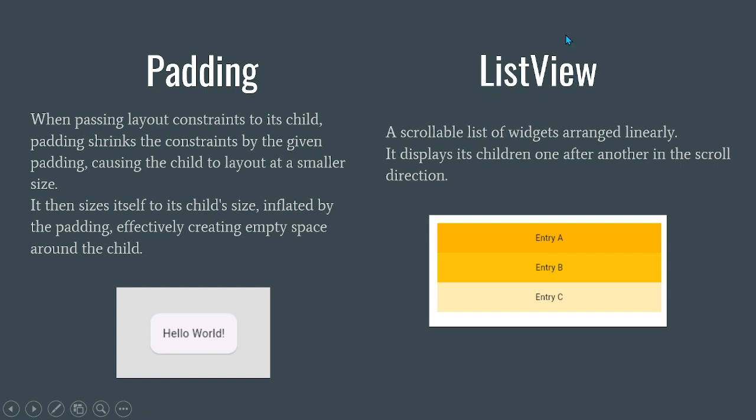Next, we have the list view widget. List view is a widget that you can use to display multiple widgets arranged linearly, one after the other, in a scrollable way. For example, you have multiple messages, you can form a scrollable list view and then display all the widgets on the screen.